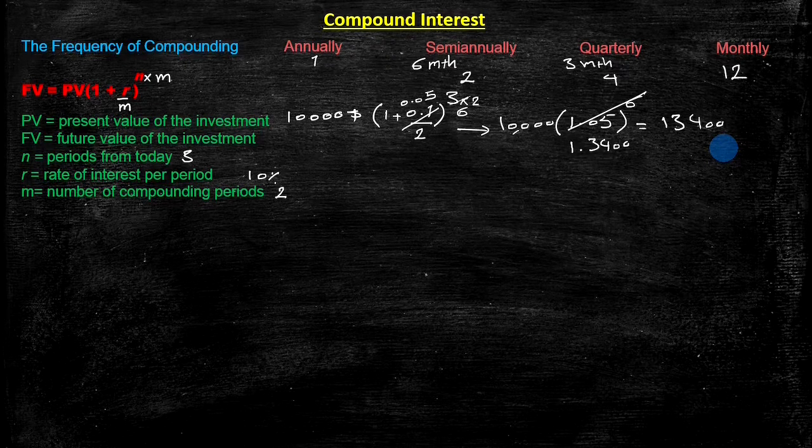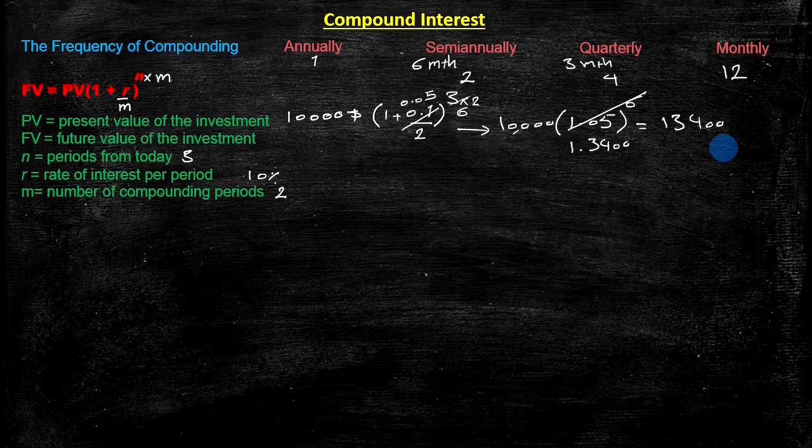So overall, 2 things will affect your future value. Obviously, the interest rate is the main one, and after interest rate, also the number of compounding periods. So these are the 2 factors that will affect your future value. The higher the interest rate and the more compounding periods, the better.